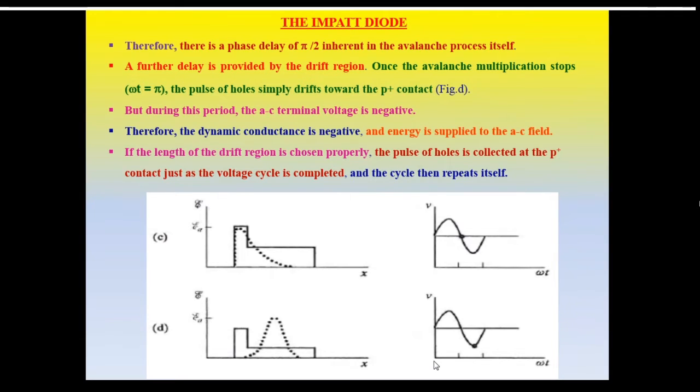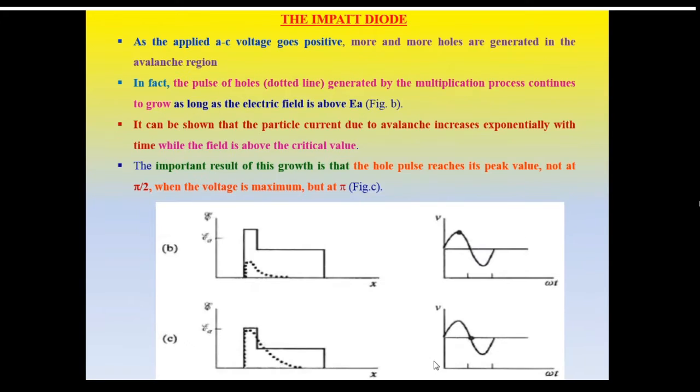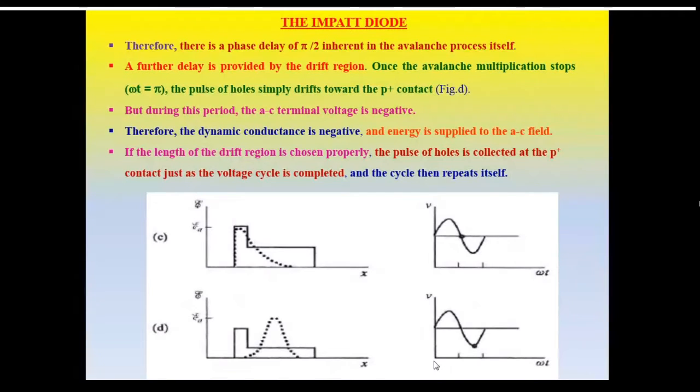Actually the voltage is maximum at pi by 2, but the whole pulse reaches its peak value at pi. Okay, so there is a phase delay of pi by 2, and that is due to avalanche. Okay, and further delay is provided by the drift region.